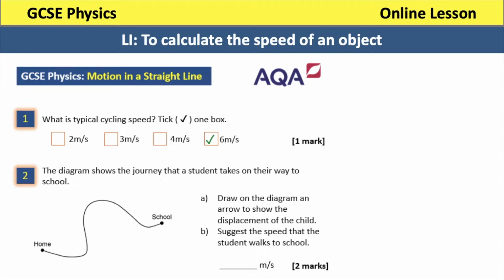Now because the student has gone from home to the school, we would expect the displacement to be drawn going from home to the school, so you can see that I've drawn a straight arrow with the tip of the arrow being at the school. We were then asked to suggest the speed that the student will walk to school at. Now typical walking speed is 1.5 meters per second.